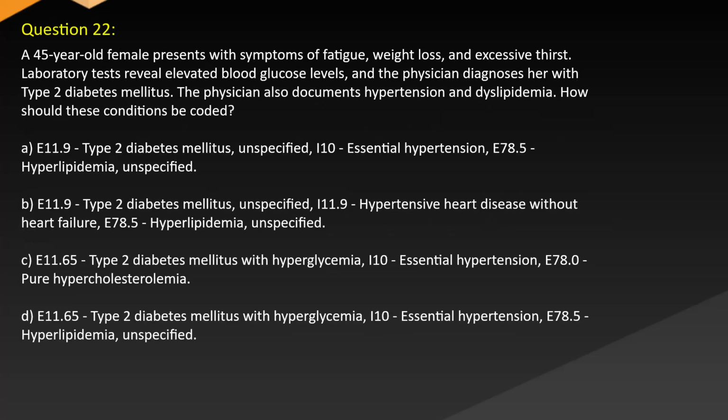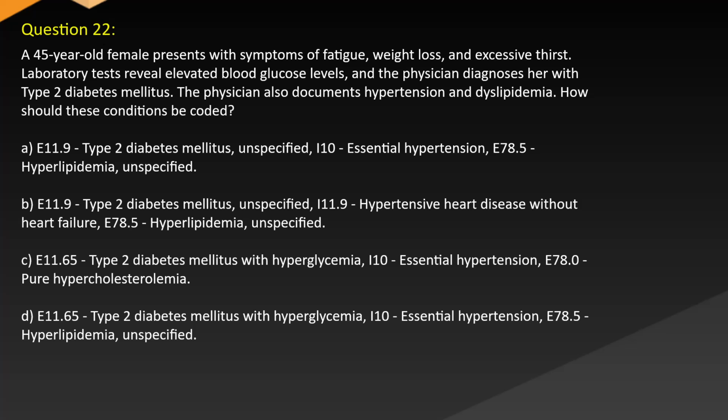Question 22. A 45-year-old female presents with symptoms of fatigue, weight loss, and excessive thirst. Laboratory tests reveal elevated blood glucose levels, and the physician diagnoses her with type 2 diabetes mellitus. The physician also documents hypertension and dyslipidemia. How should these conditions be coded?